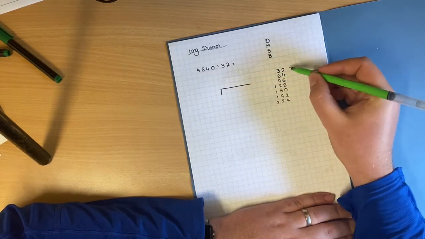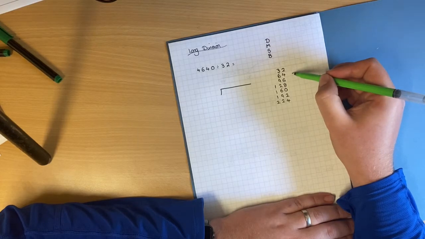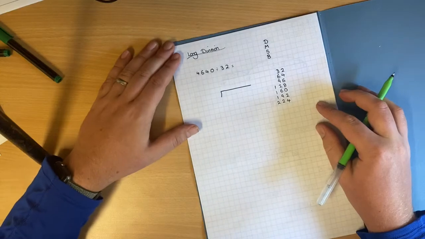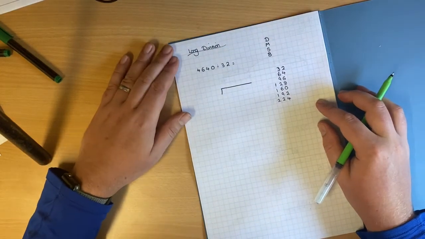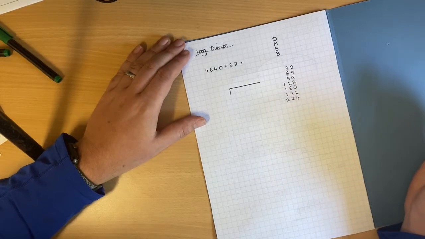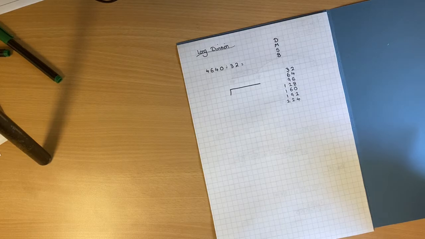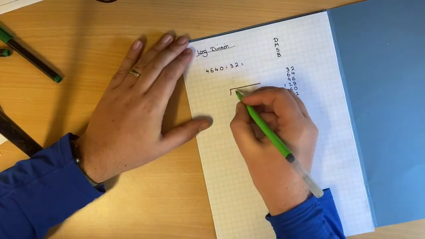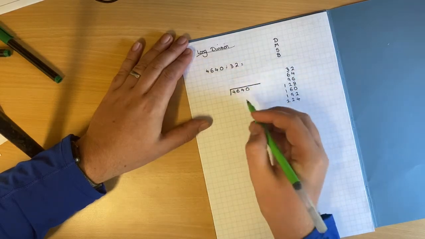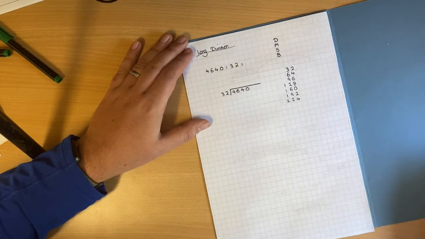So each time as I've gone down, I've just added 32. And essentially I've got 1 times 32, 2 times, 3 times, 4 times, etc. Okay? So those jottings are really important. Definitely encourage all children to use those to help them solve their long division problems with as little issues as possible. So, again, I'm going to put the number I'm dividing inside my bus stop. I'm going to put the number I'm dividing by on the outside, and then I can get started.